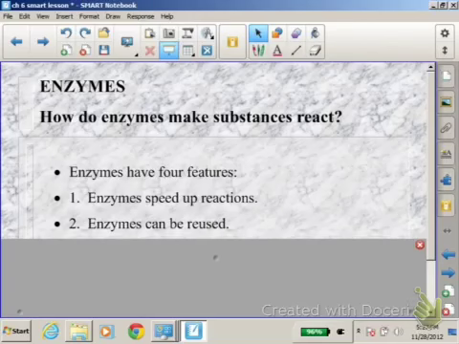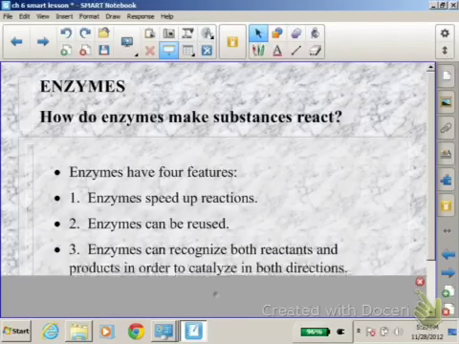Number 2, enzymes can be reused. You use the same enzymes over and over again for all the reactions that your body has to carry out. Just like I keep saying with this lock and key model, just like I use the same key every day to start my car, you can use the same enzymes to start many reactions in your body. So enzymes can be reused. They're not changed. They're not altered. You don't change the shape. If you change the shape of an enzyme, then it's not going to work anymore.